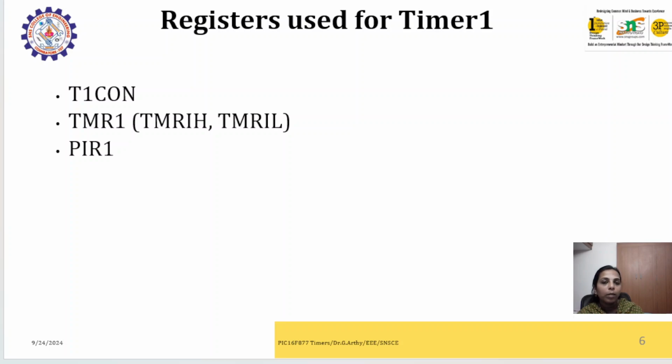T1CON, the timer 1 control register, then the TMR1 register, which has high and low bytes because it's 16-bit, right? TMR1 has TMR1H and TMR1L, each of which is 8-bit. Then it has a PIR register, which is used for interrupt enable.